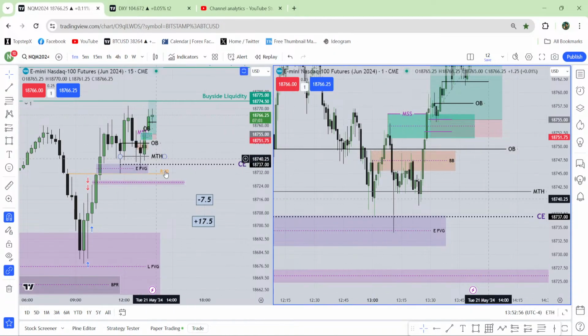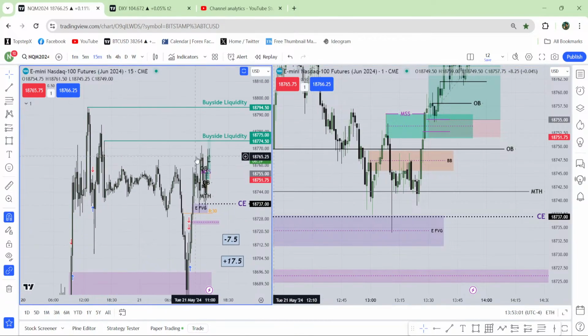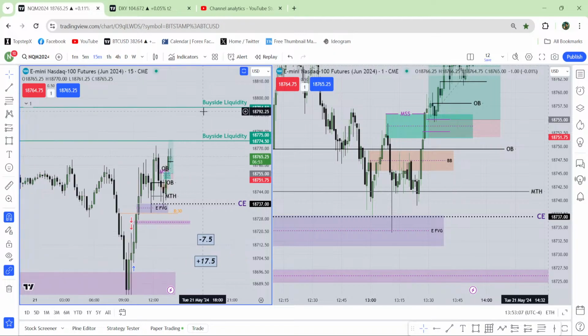If you understand the whole concept over here, this is the buy side liquidity. Initially, that is buy side liquidity, but eventually, that is the exact buy side liquidity. Market is going for that buy side liquidity.